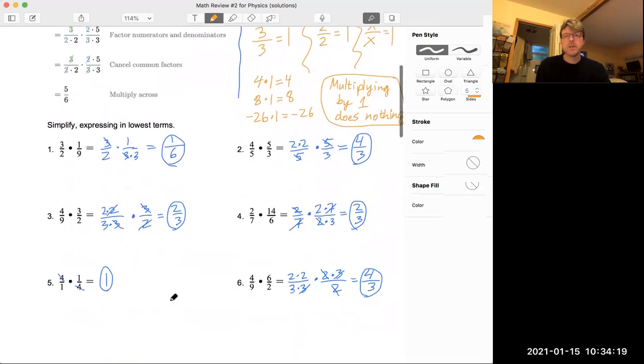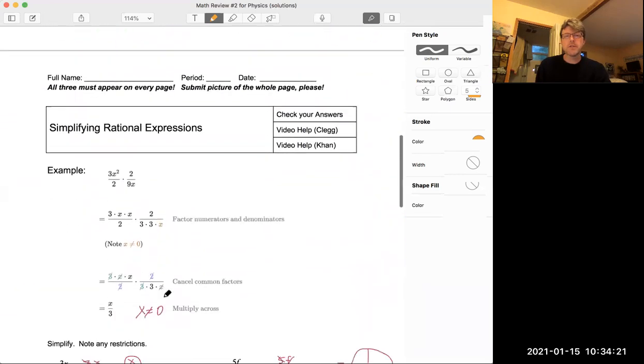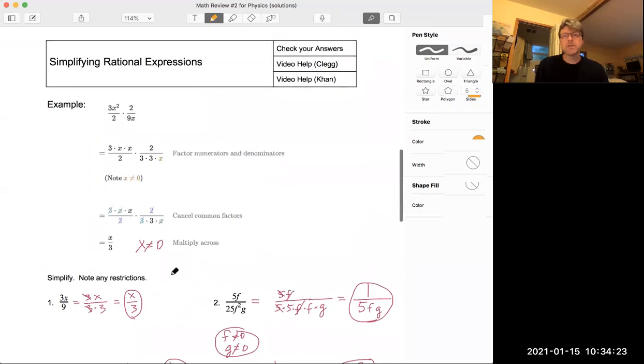The only difference for the second page is that now we're going to do the same thing with variables instead of just numbers. So we have the 3 in the top and bottom, so that can cancel out just like that. But we also have this x here, and there's an x down here. So this is kind of like Tetris, or a video game where you have to cancel out something in the top and something in the bottom. If there's 1 in the top and bottom, then they can cancel out.